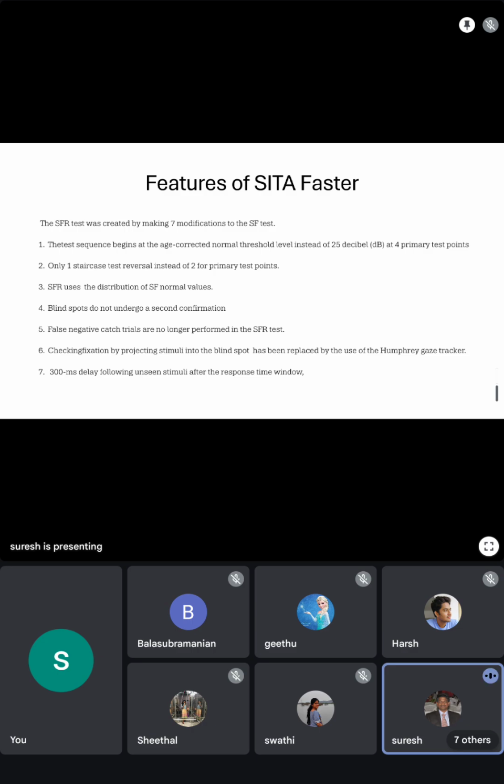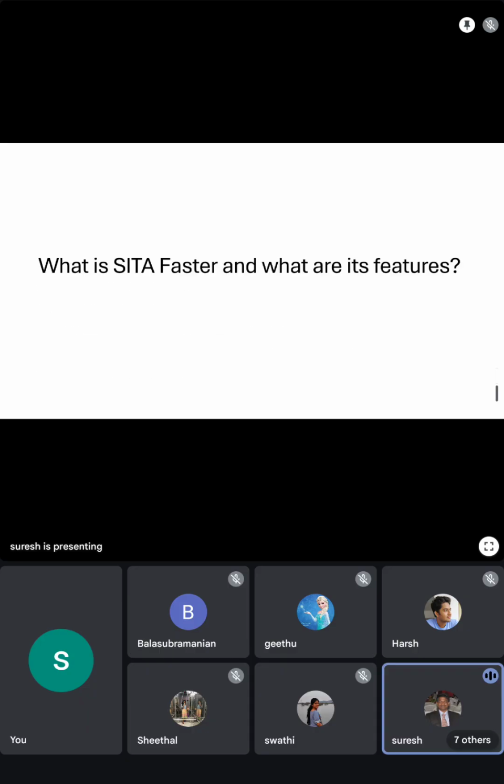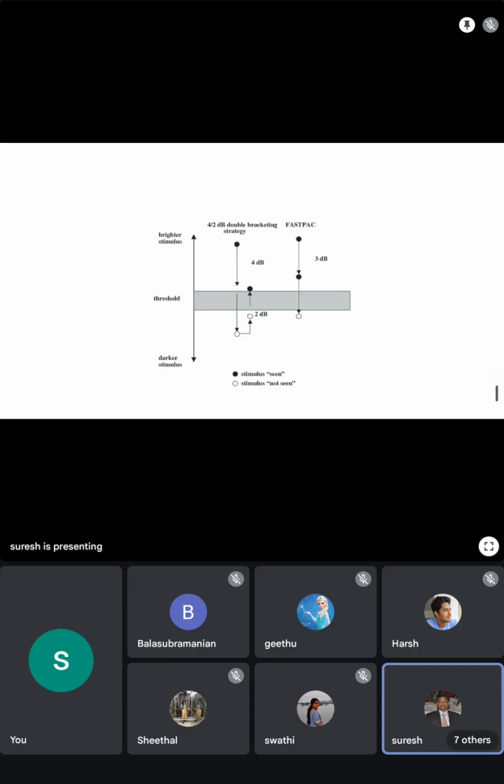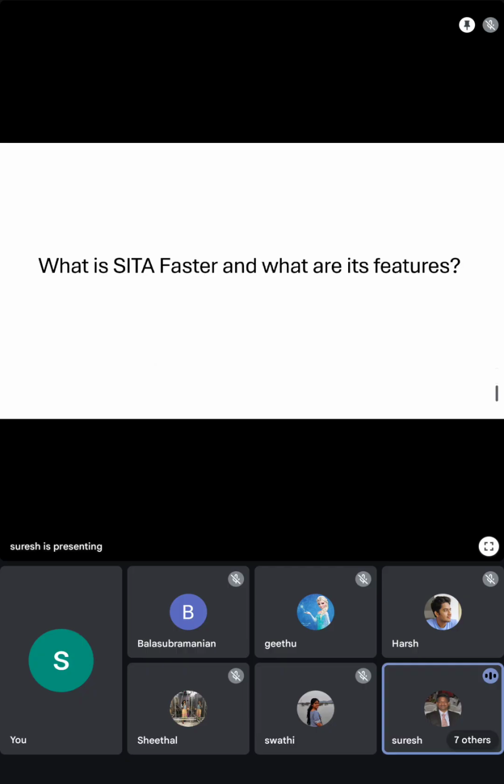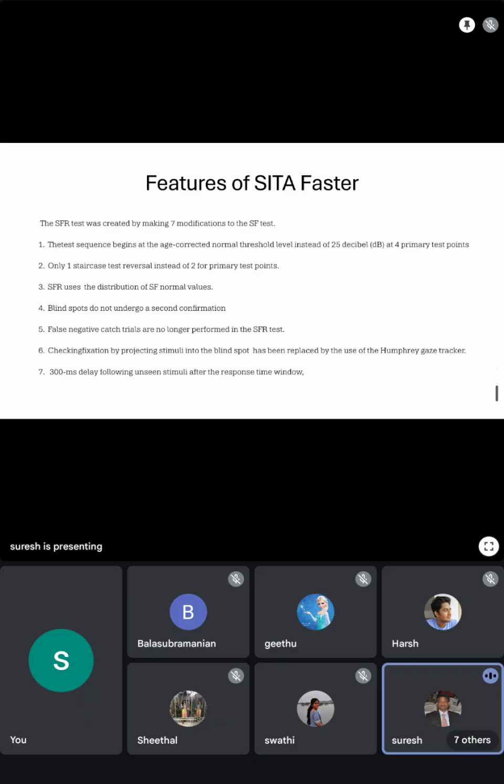If you see the previous thresholding, it is going twice. Are you able to see 4 decibel, 4 decibel? It is crossing the threshold, again going back. In the faster, they are going to do it only once; the staircase reversal is done only once. And the normal points, that is the normal decibel from where to start, they take from the standard normal values for SITA Fast. They use that as the baseline, and from there they start the SITA Faster.